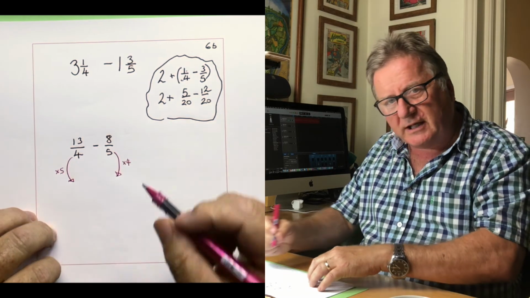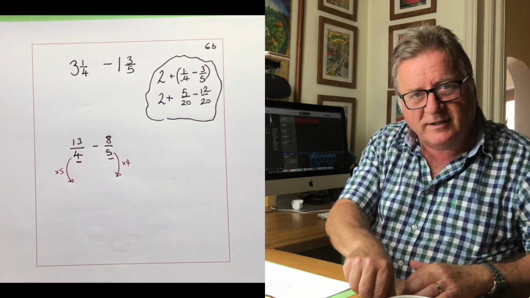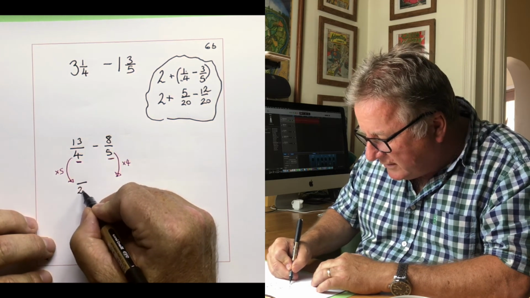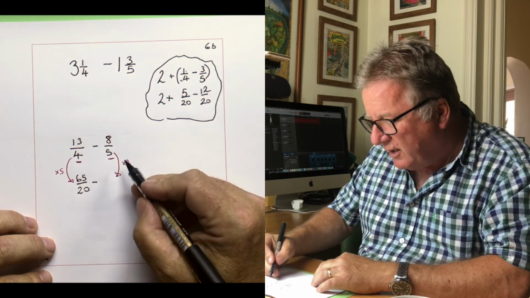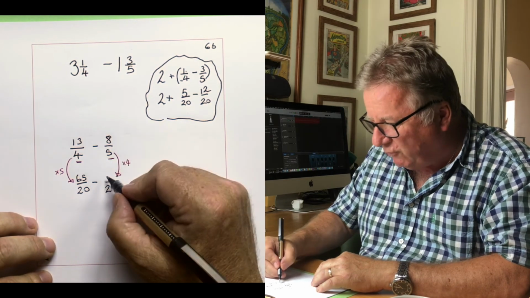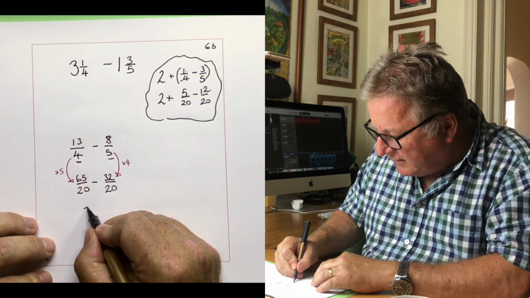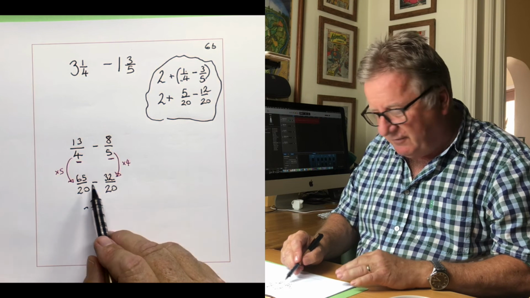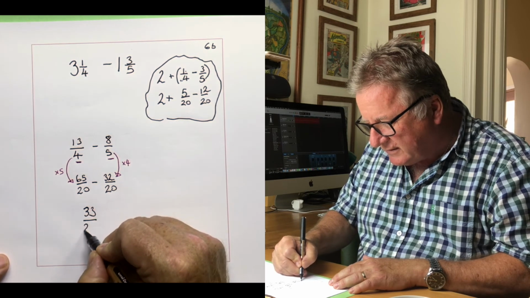I wonder if you've noticed now you can effectively multiply these two numbers together to get the same size pieces. So if I multiply the 4 by 5, I get 20ths. Multiplied 13 by 5 gives me 65 20ths. Multiply the 5 by 4 gives me 20ths. Multiply the 8 by 4 is 32 20ths, which gives me 20ths. So they're the same size pieces. 65 take away 32 is 33 20ths.